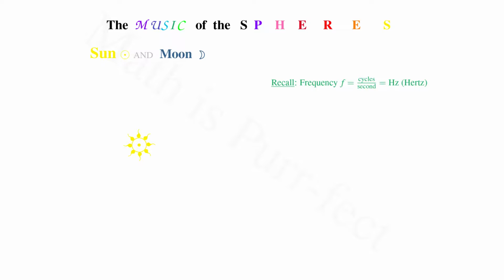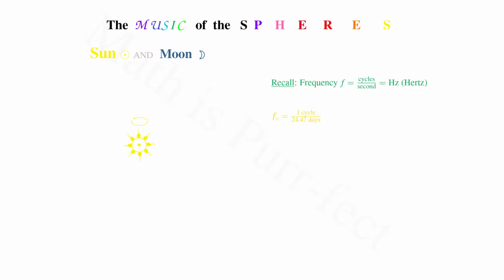Consider our Sun. At first it may seem as though there is no cyclic movement to the Sun, save for its rotation about the center of the galaxy every 230 million years or so. But in fact, it rotates about its axis every 24.47 days. Hence, its frequency is calculated as one cycle for every 24.47 days.